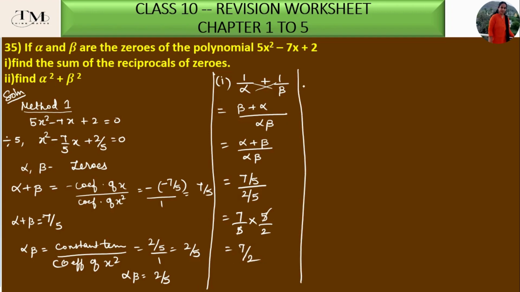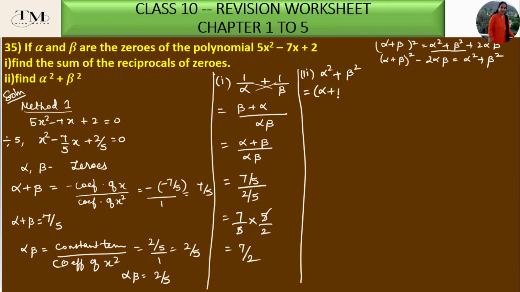In the same way, the second one is alpha square plus beta square. So we know alpha plus beta whole square is alpha square plus beta square plus 2 alpha beta. We need alpha square plus beta square, so bring the remaining term to the left hand side. Alpha plus beta whole square minus 2 alpha beta is equal to alpha square plus beta square. So alpha square plus beta square can be written as alpha plus beta whole square minus 2 alpha beta.